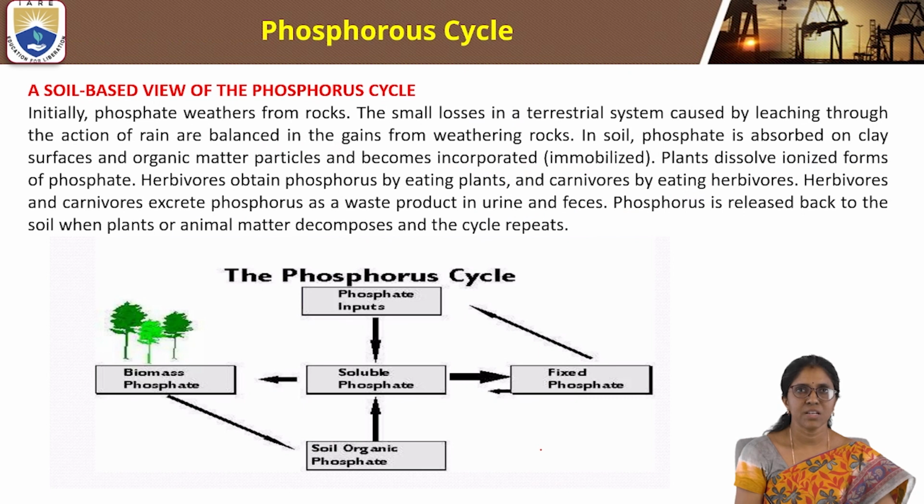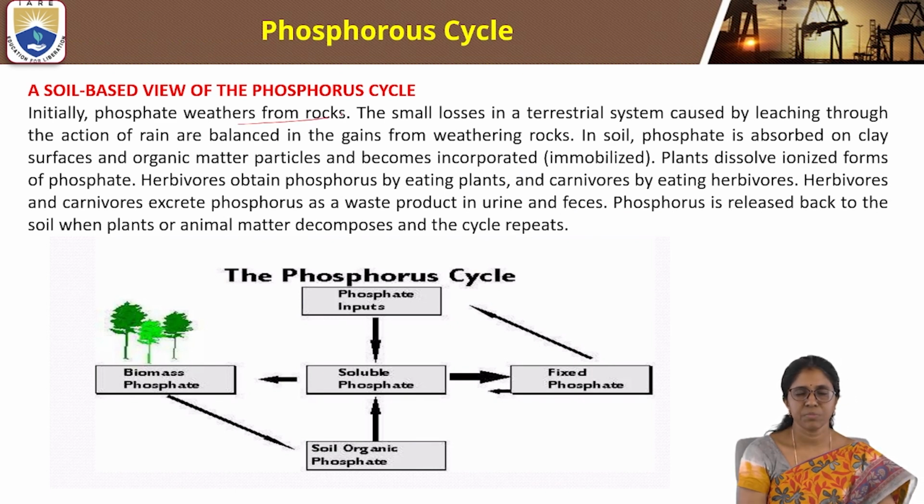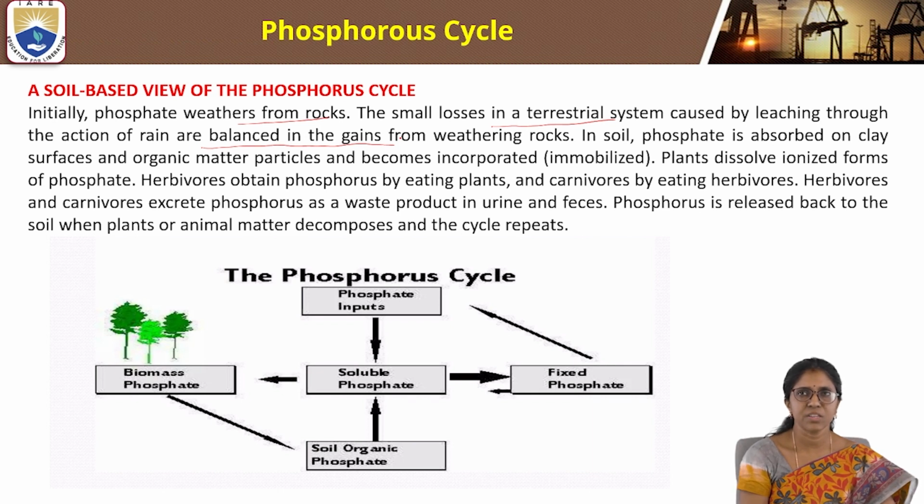The soil based view of the phosphorus cycle. Initially phosphate weathers from rocks. The small losses in the terrestrial system caused by leaching through the action of rain are balanced by the gains from the weathering of rocks.